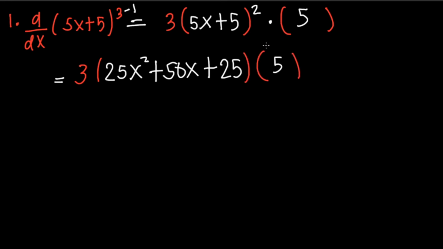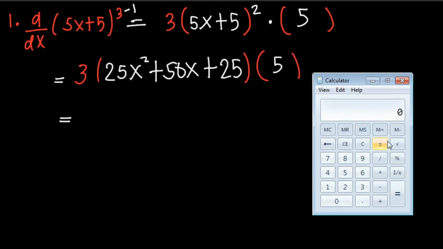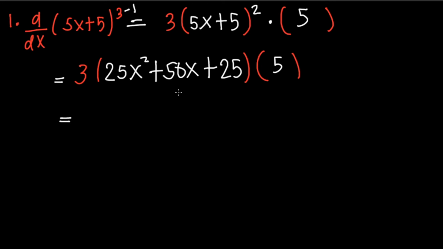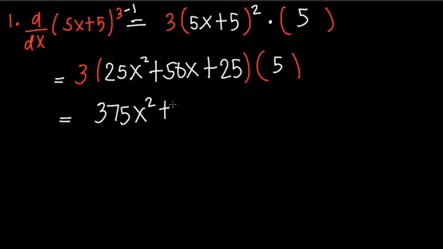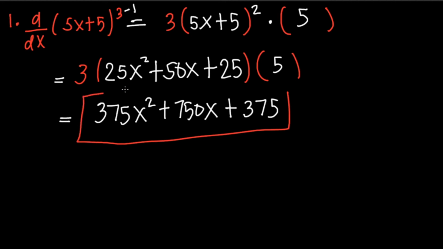Okay? So, ang final answer is yung kung ano yung sagot dito. So, para mabilis, ita times na natin lahat sabay-sabay. So, 5 times 3 is 15 times 25, 375. So, 375 x squared. Gets? Then, 15 times 50 is 750. So, plus 750x. And then, last, 375. So, ito na yung sagot. Chain rule. 5x plus 5 cube ay 375x squared plus 750x plus 375.